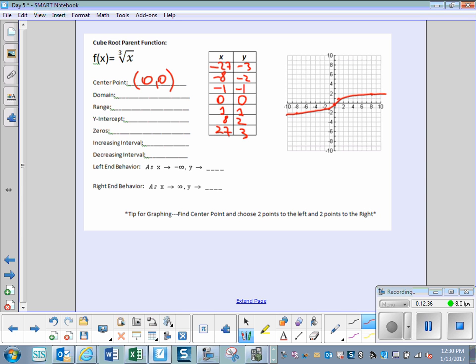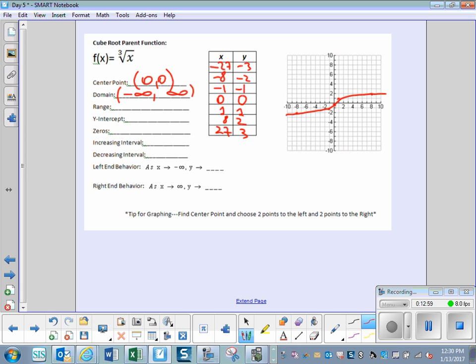-27 to 27. Well, yes, in this table, but I could continue this table forever and ever. So it's negative infinity to infinity. There are no restrictions on this function. I could choose any number instead of x, plug in, get y. So what is the range?